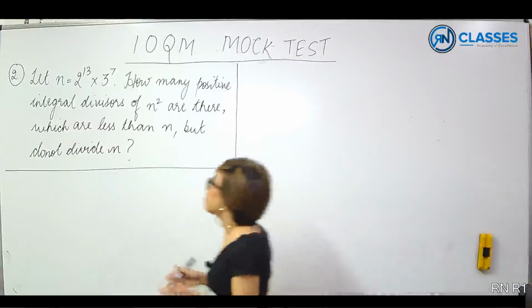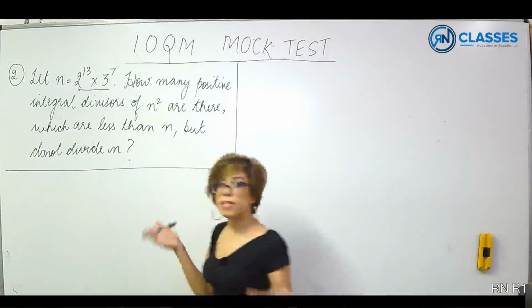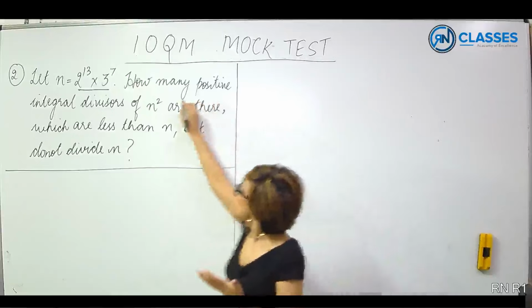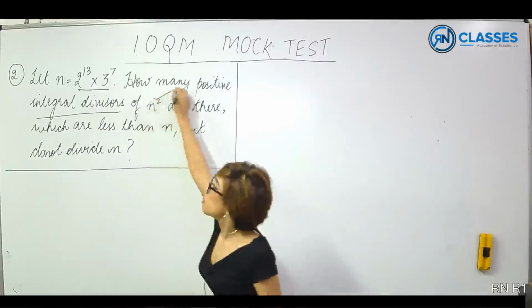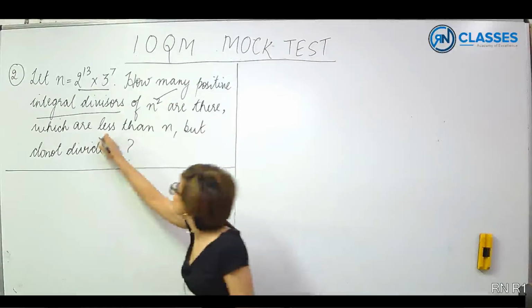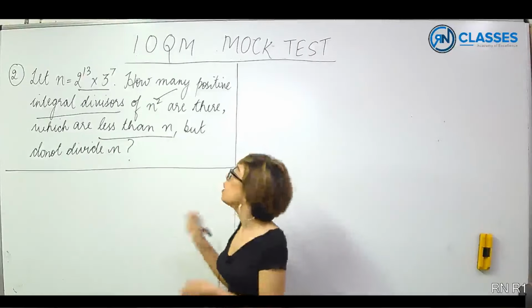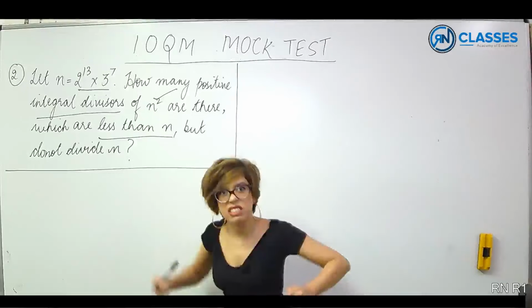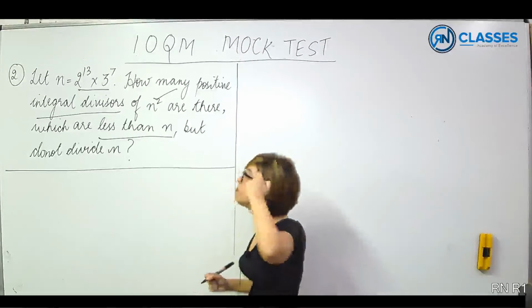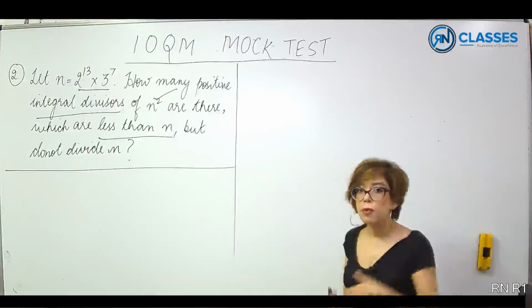Now he says let n be 2 raised to 13 into 3 raised to 7. He says how many positive integral divisors of n square are there which are less than n but do not divide n. Damn it. Okay, fine. Retry. Cool. Let's move on to the next one.